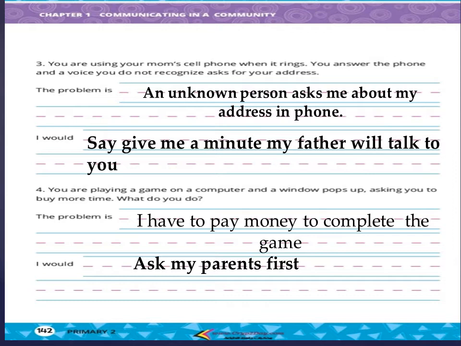The problem is I have to pay money to complete the game. How solve this problem? What is the solution? Bravo. I would ask my parents first.